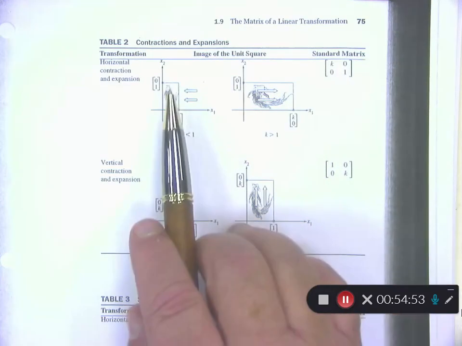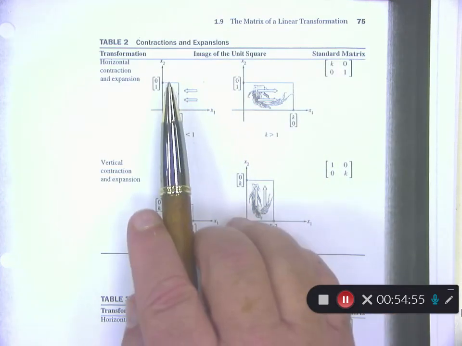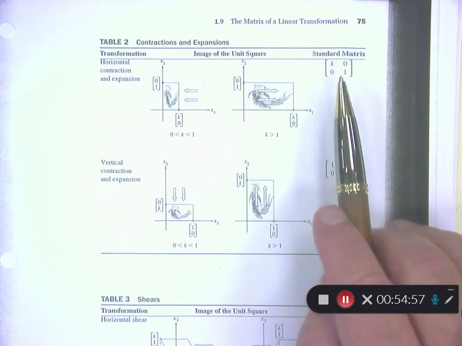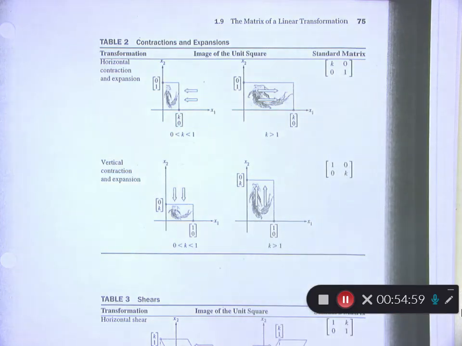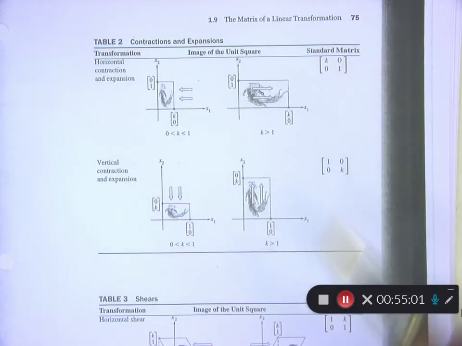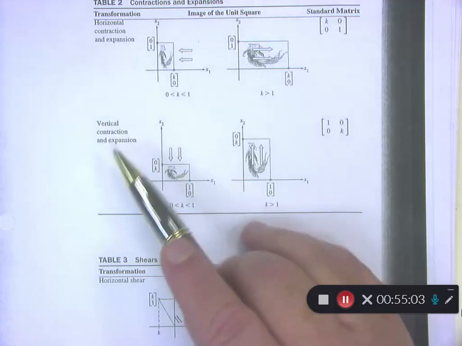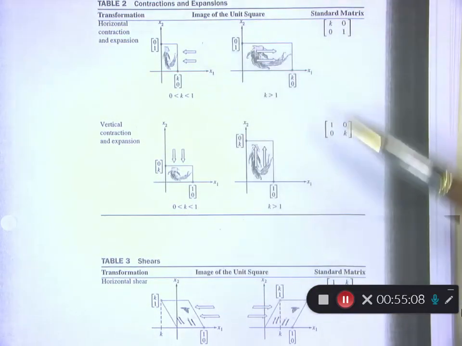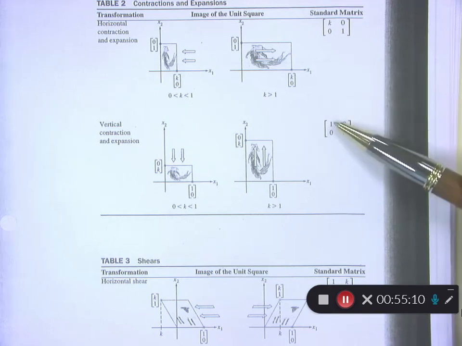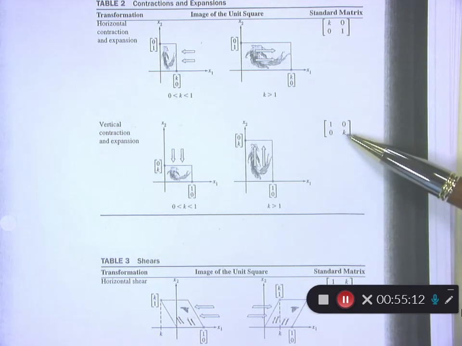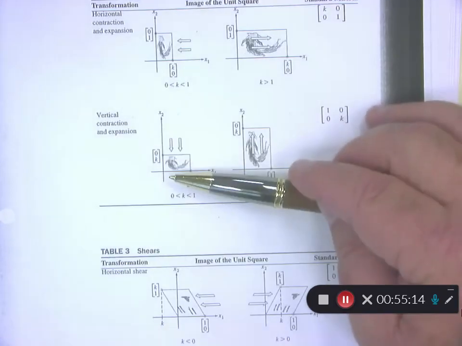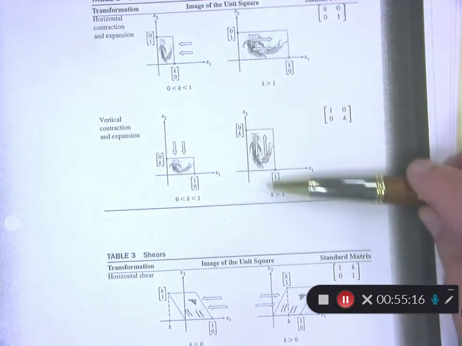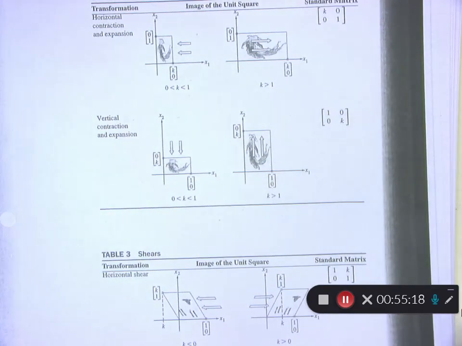So your block is still the same, but it's either going to pull it in or push it out. Look at this matrix, K, 0, 0, 1. If you want to vertically contract or expand, push it down or push it back up, it just switches the component. It's 1, 0, 0, K, and if K is a fraction, it pushes it down towards the x1 axis. If K is bigger than 1, it pushes it up.